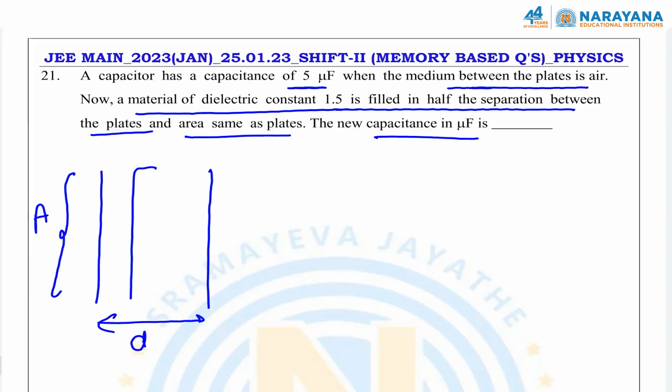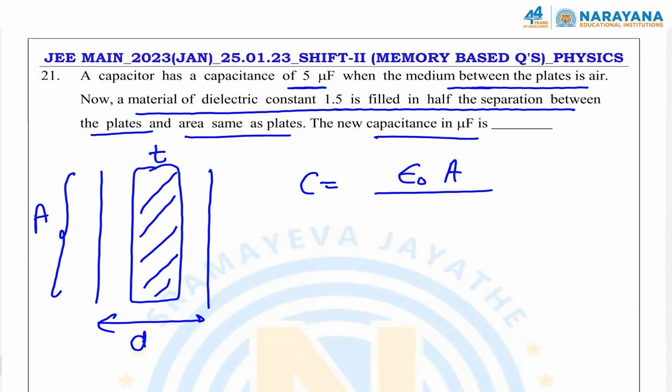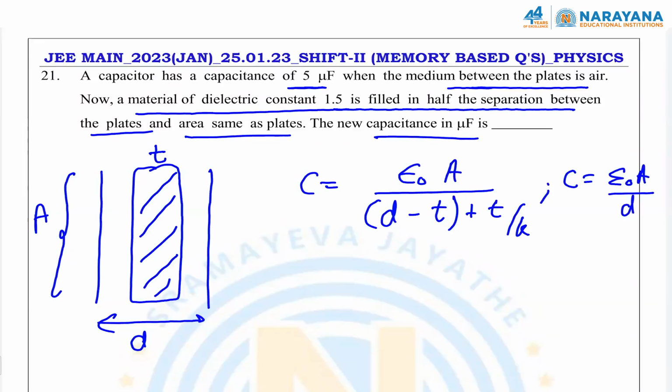When we insert a slab of thickness t in it, the capacitance becomes epsilon naught A over d minus t plus t by k. And when nothing is there, capacitance is epsilon naught A over d. The value of epsilon naught A over d is given to us as 5, and we want to find this value. So let's solve for this.